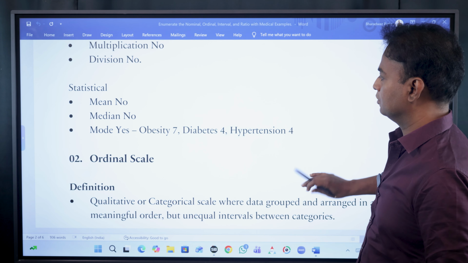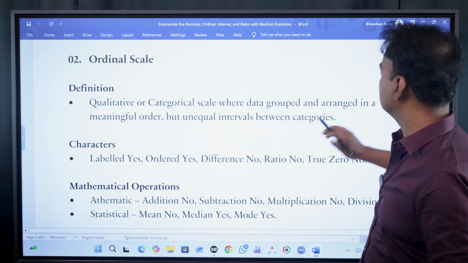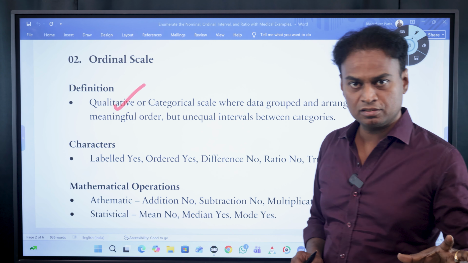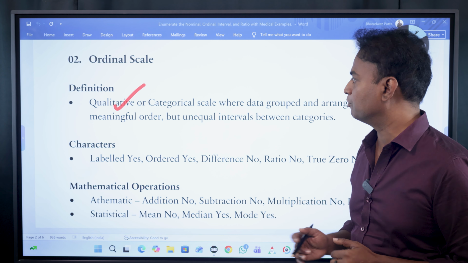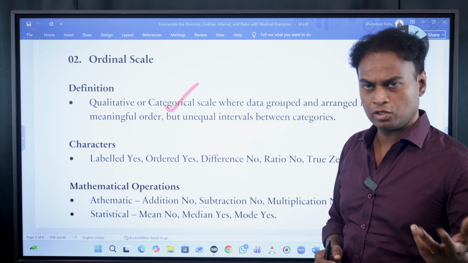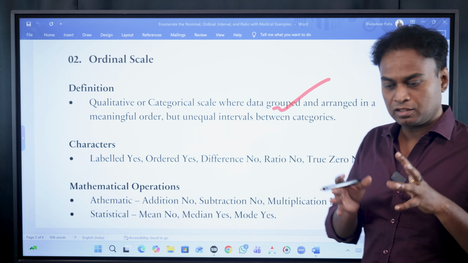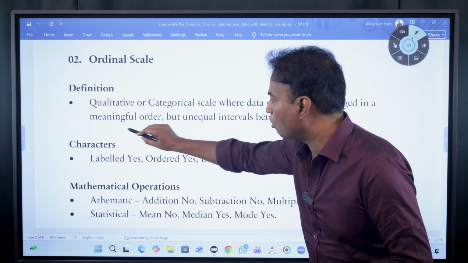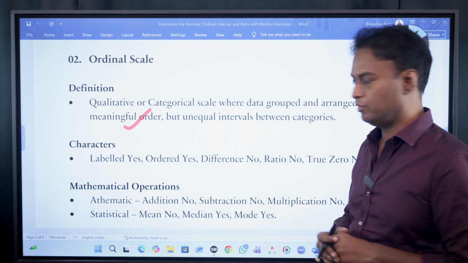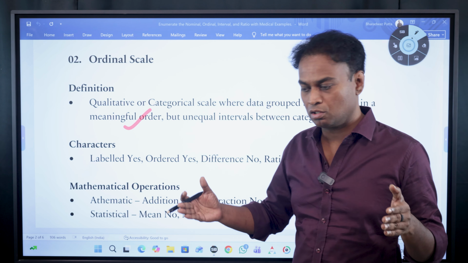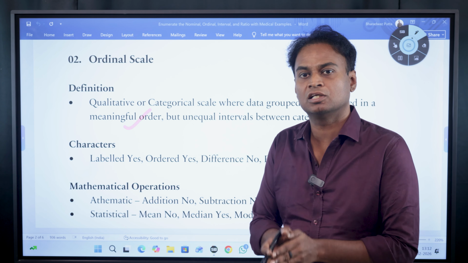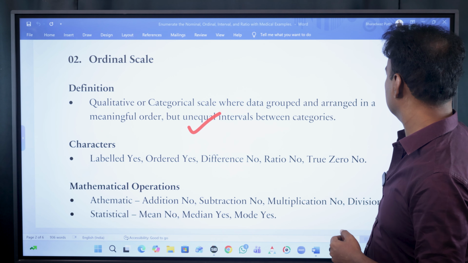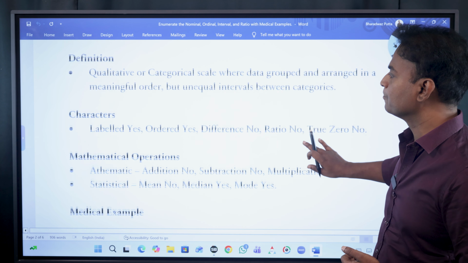Let's go to the ordinal data scale. In this ordinal data scale, it is again a qualitative scale. Only qualities can be kept in this scale. You cannot put any number. It is categorical, where the data can be grouped. The important thing is you can arrange them in an order. But the intervals between two data points within the data set are not equal. We will check that with an example so you understand more deeply.